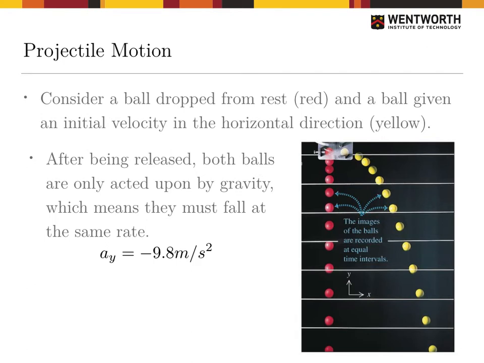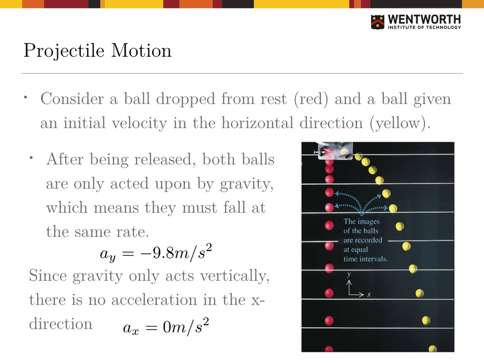But the yellow ball is moving in both the horizontal and vertical directions. What about its acceleration in the horizontal direction? Since gravity only acts in the vertical direction, downward, and there is no air resistance, there is no acceleration in the horizontal direction for the yellow ball. This will simplify the math greatly in just a second.